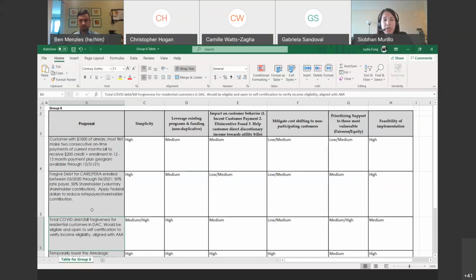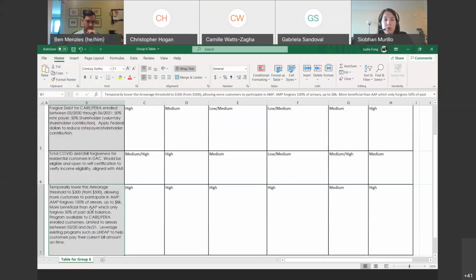And then lastly is SoCal Edison's, which has been mentioned previously. So lowering the AMP threshold from $500 to $300 to allow more customers to enroll in AMP. Their thought is this would be more beneficial than the Commission's AAP proposal, which is proposing 50% debt forgiveness for the lower income customers. This would also be limited to the COVID-19 debt arrears. They would also leverage the additional LIHEAP funds that are coming to California. You can see it's generally high across the board. We would certainly need to better understand the regulatory effects of a proposal, potentially a petition for modification of the disconnection OIR, and then the rate impacts related to cost recovery.